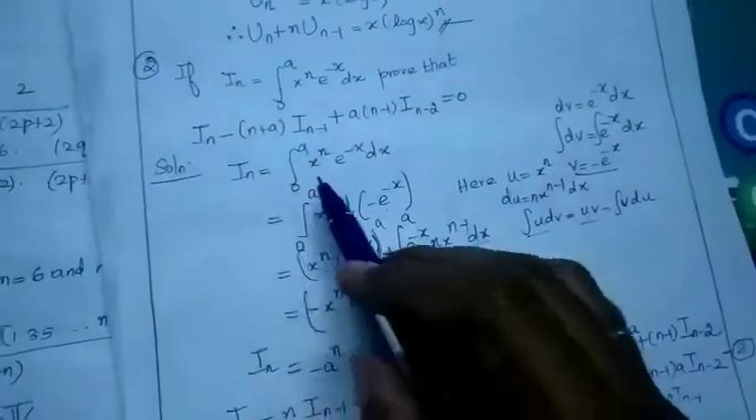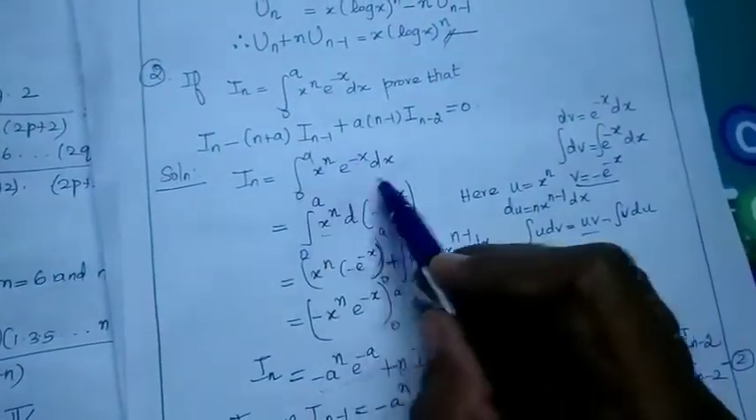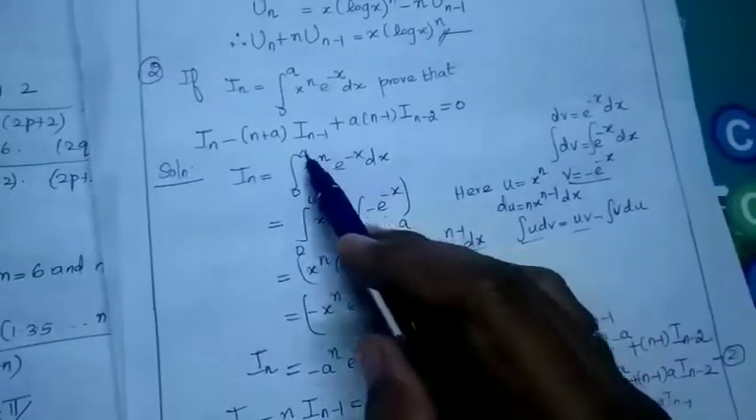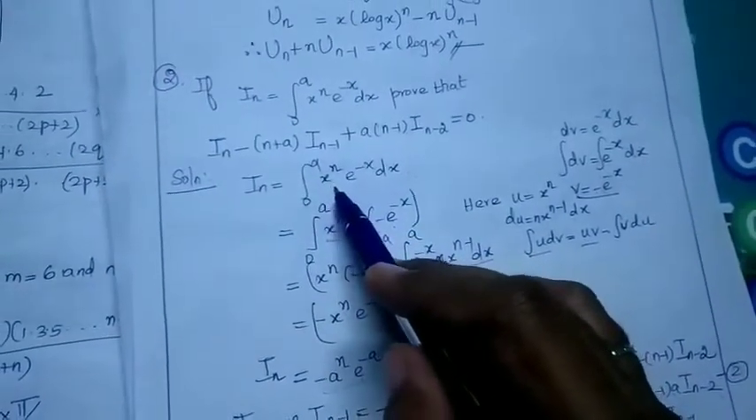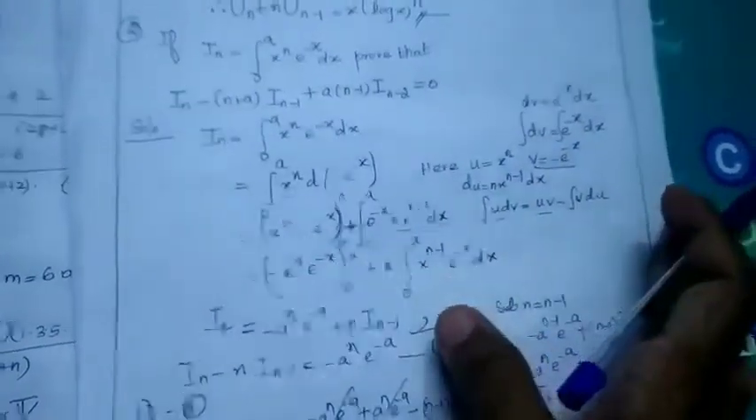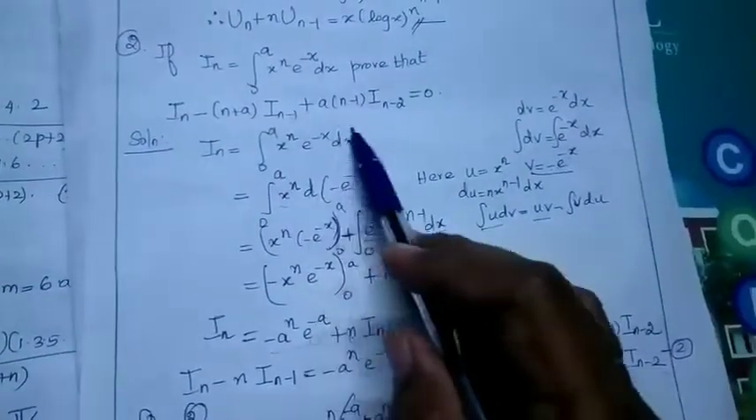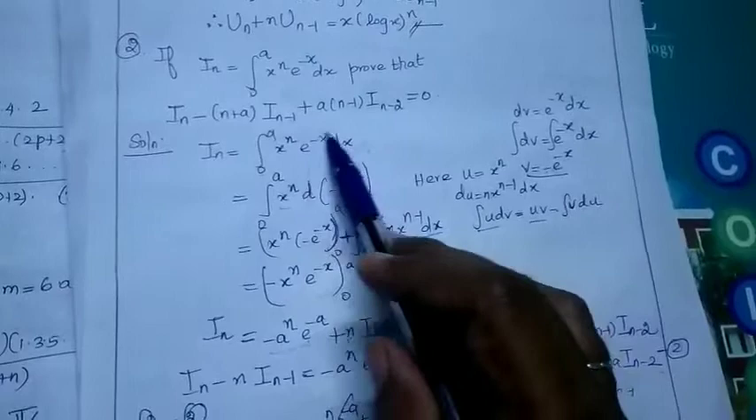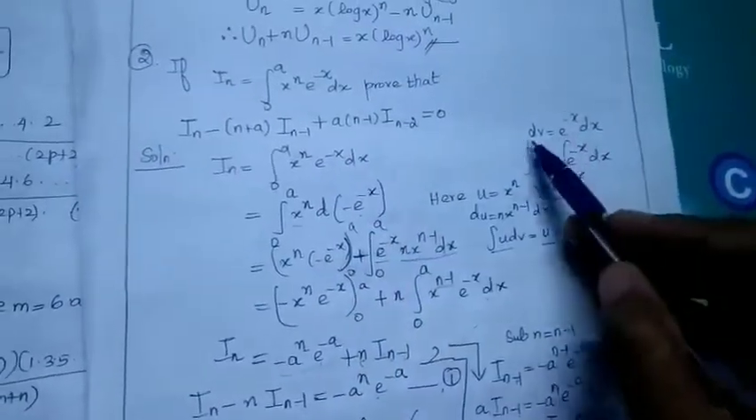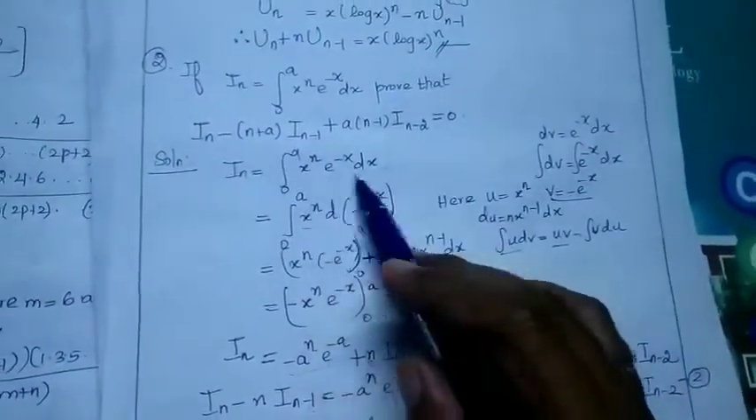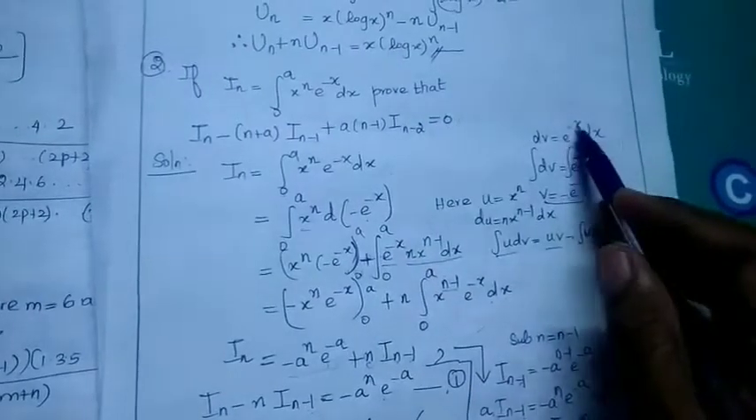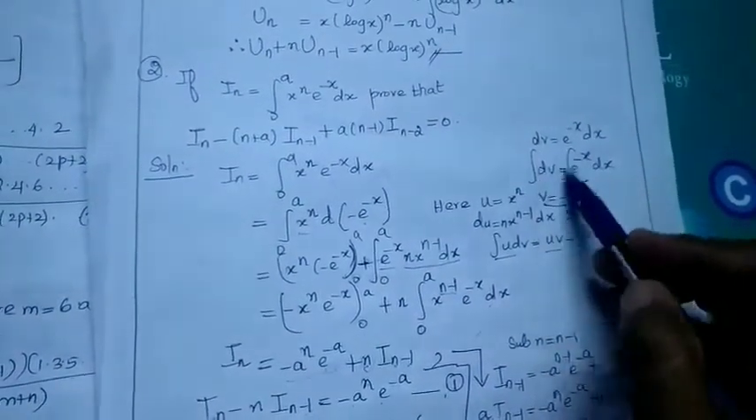So I am considering I_n. This is the given I_n. Now we have integration. Usually we'll be using the UDV formula and finding the answer. But look at this now, this is in the form of u dv, which means this is your dv. If you want to find v, easily you can write dv equals e^(-x) dx. Just put integration on both the sides.